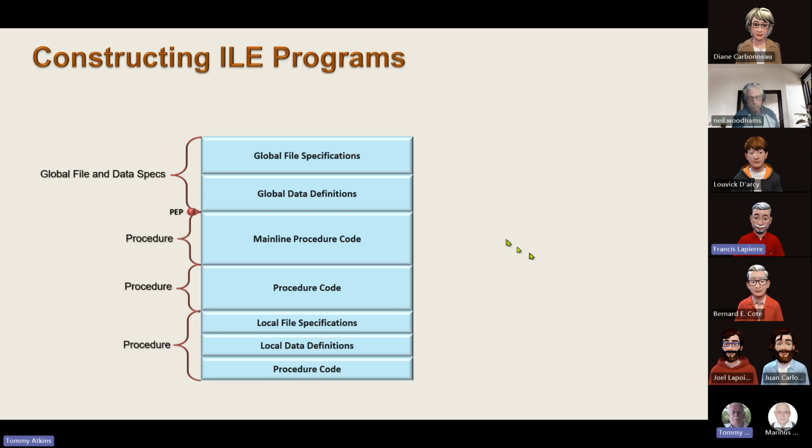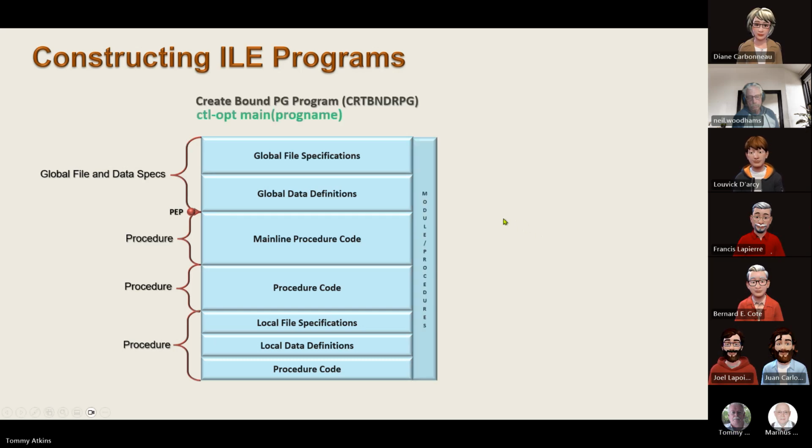Okay, I understand. So what do we do next? Oh, yes. So we have here, we're creating a bound program. Oh dear, I thought I'd corrected that typo. That's supposed to be RPG program.